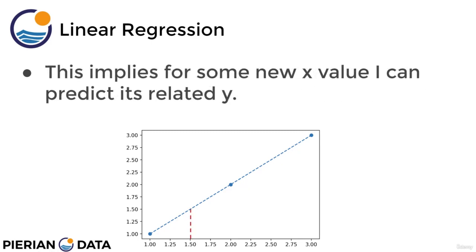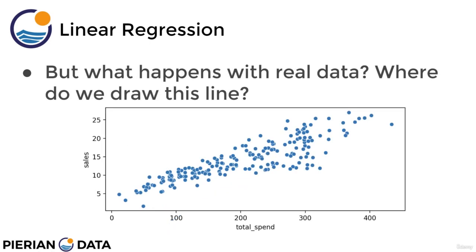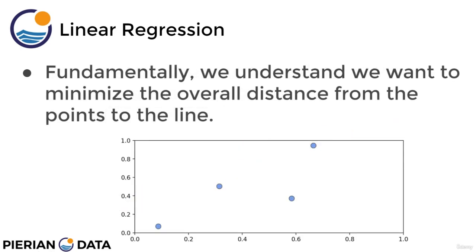That implies for some new x value, such as x is equal to 1.5, if I decided my fit equation was y is equal to x, then I could predict the y is also 1.5 for an x of 1.5. But what's going to happen with real data is it's not going to fit perfectly on a straight line. So what we have to do is decide where do we actually draw this line of best fit. We could draw it like this, or maybe like this. We need to decide what here is going to be the best fit for real data.